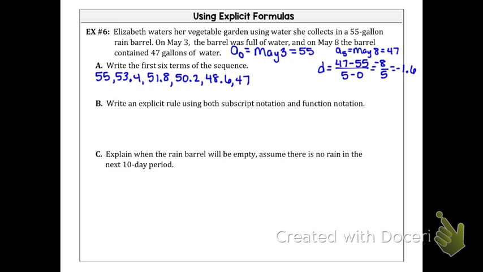Then it says write an explicit rule using both subscript notation and function notation. All right, so we know our a sub n equals our difference times n plus a sub 0. Which means f of n is equal to the same thing.